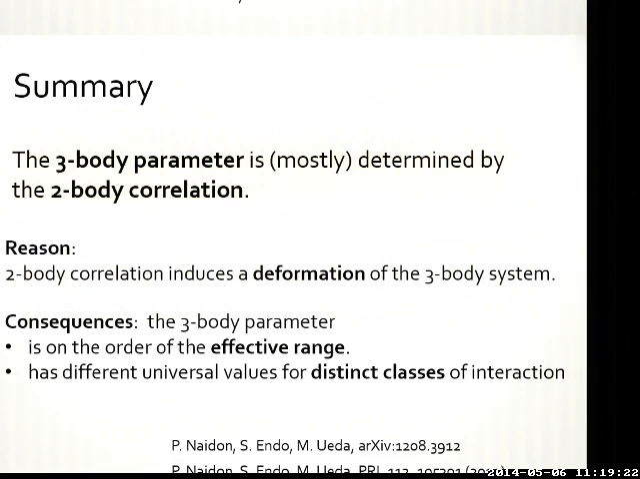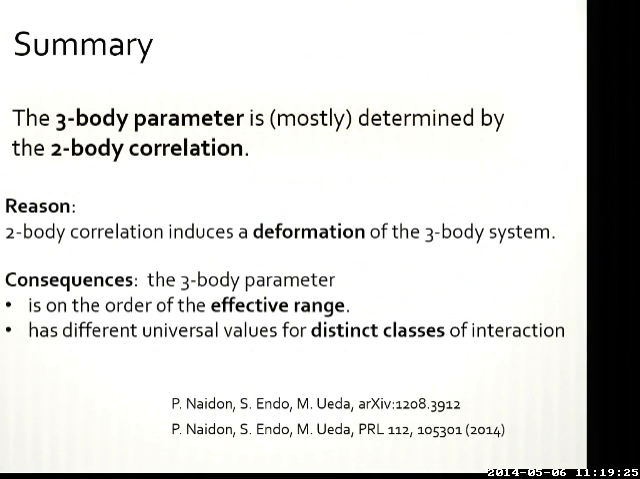Okay, so I reach again my conclusion, the same as before. It seems that the three-body parameter is essentially determined by the two-body correlation, and by that I mean the zero-energy two-body wave function. The reason is that the two-body correlation creates a suppression of probability, which induces a deformation of the three-body system, and the consequence is that the three-body parameter is typically given by the two-body effective range, and there are distinct classes of interaction for which the three-body parameter has a universal value.